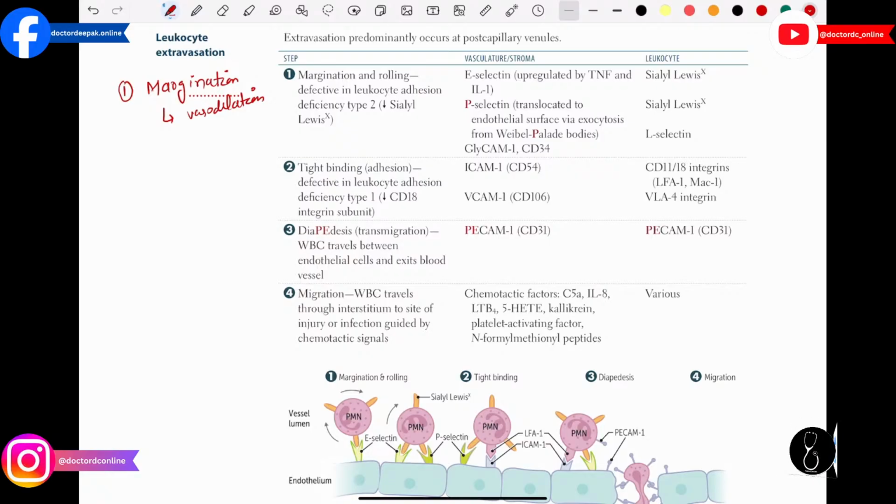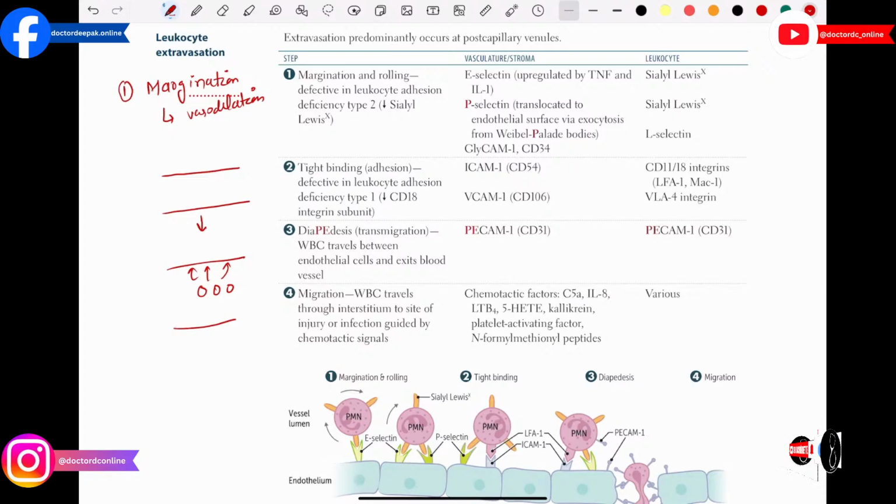When the blood flow becomes slow, different kinds of cells migrate from the center of the blood vessel to the periphery. Let's suppose this is the blood vessel. After the vasodilation, the cells which are present in the center are going to migrate toward the periphery. Why do they move to the periphery? Because they have to leave this blood vessel. So this is the first step. Please always remember this step. What is margination? Basically during inflammation there is vasodilation, and that vasodilation slows the blood flow in the postcapillary venules.